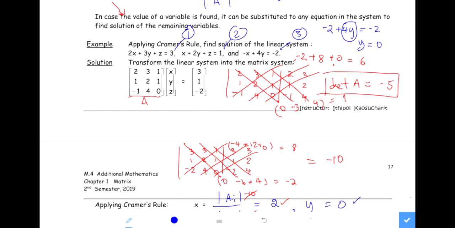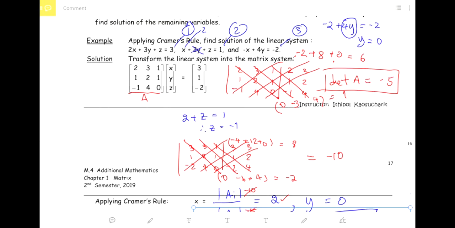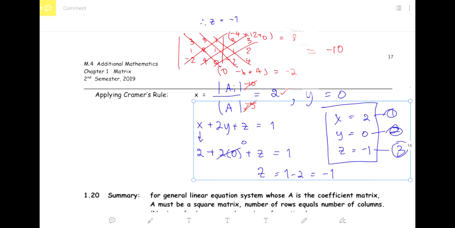If you want to get z, you go back to equation number 2. Substitute your x, which is 2, and y, which is 0, so it's gone there. Now you have 2 plus z is equal to 1, then your z is minus 1. So get it? That is how to use Cramer's rule.